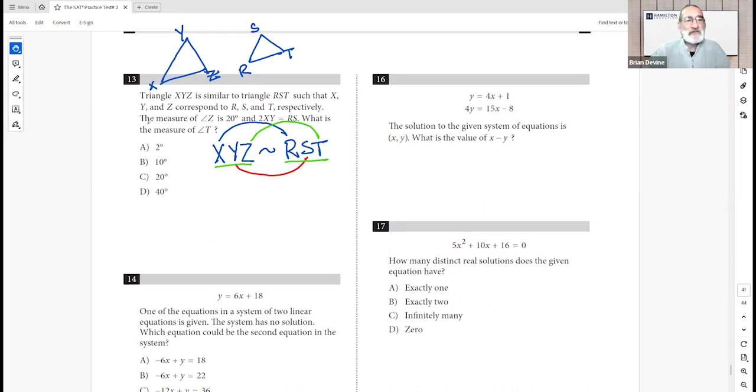By the way we write them, in the order we write them, they correspond. And they said that the measure of angle Z is 20, and that 2 times XY equals RS. Well, angle Z corresponds to angle T, which means it's the same measure. And so these two are the same thing, and this is just kind of distracting you. But the answer then would be C.